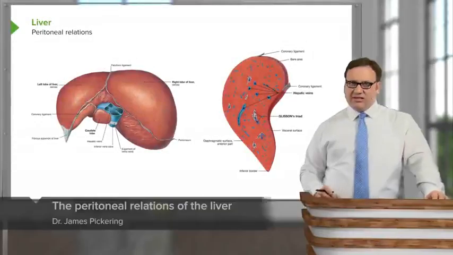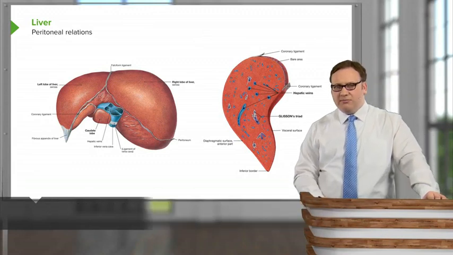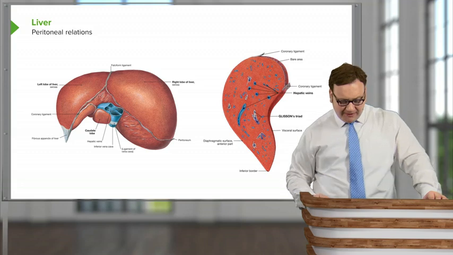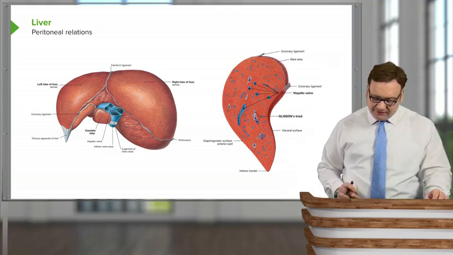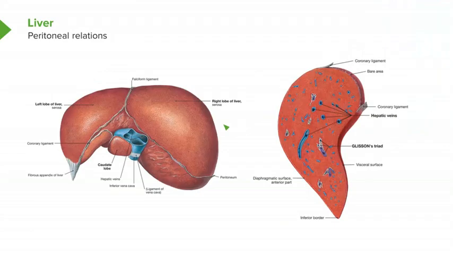If we move on to the peritoneal relations associated with the liver, these are important in enabling the liver to be suspended from the diaphragm. If you remember, this is a superior view looking down onto the liver. This is posterior here, this is anterior here. Then again, we've got these layers of peritoneum that are running along the surface. So we've got visceral peritoneum running along the surface.